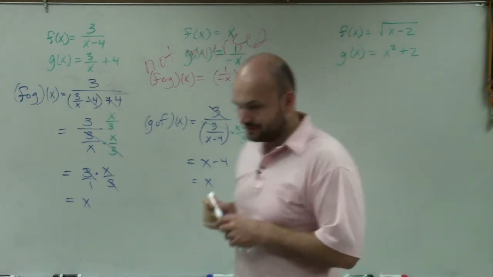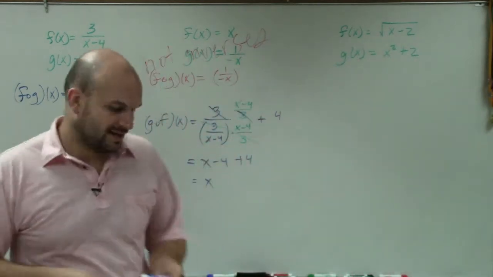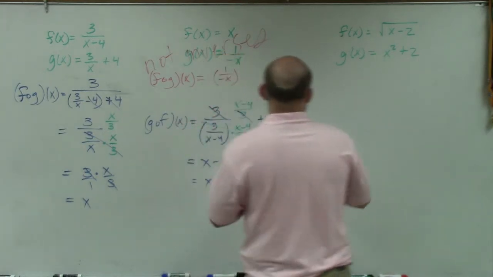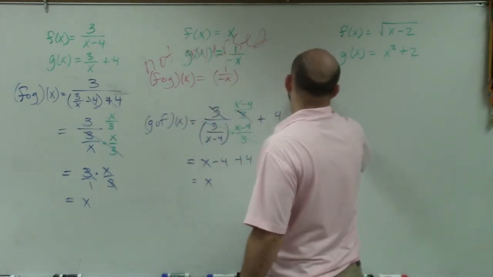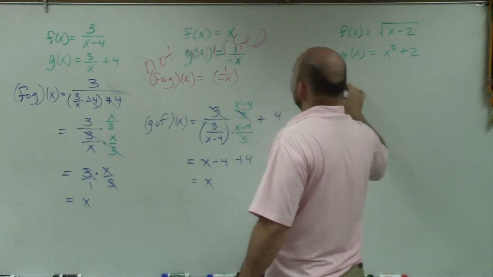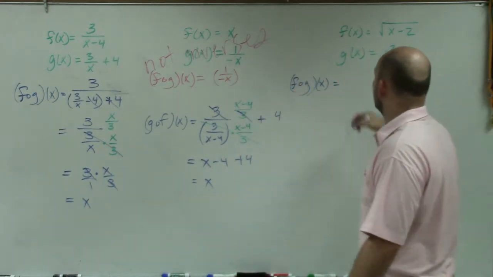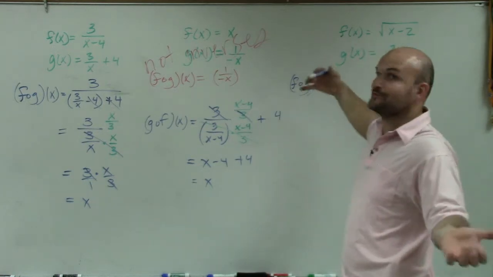Well, let's go ahead and take a look at this one. So now, again, just going through the process here. Let's use blue again. I like blue. So first thing we're going to do is f of g of x. Now this one, I can't tell just by initially looking at it, so I'm going to have to go through the work. And a lot of times on a test, you're going to have to go through the work anyways.